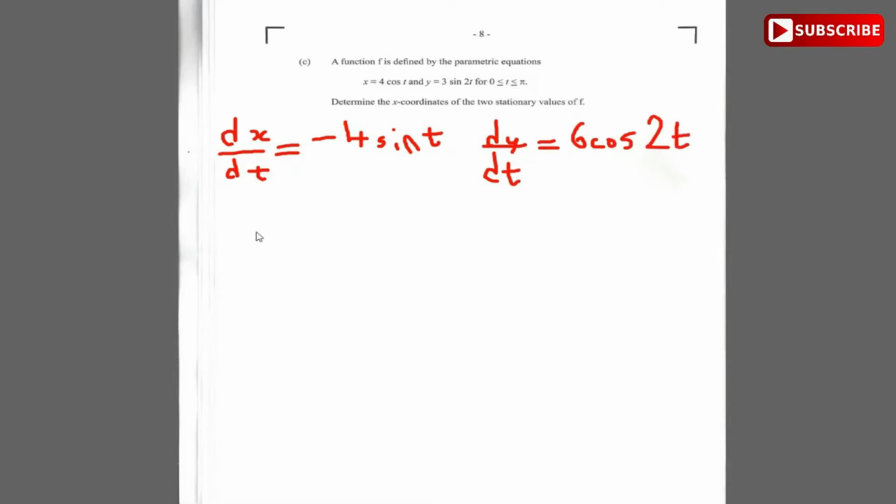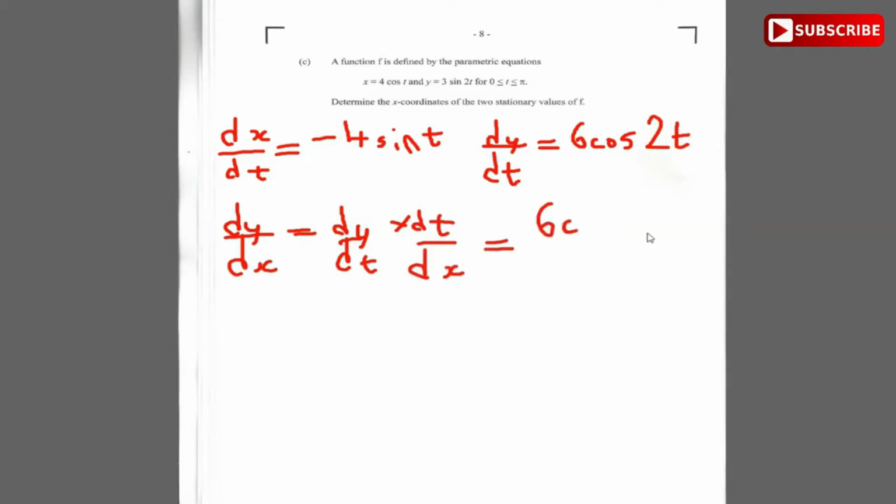So now dy/dx is going to be equal to, remember dy/dx is dy/dt times dt/dx. So dy/dx is equal to 6 cos 2t divided by 4 sin t.